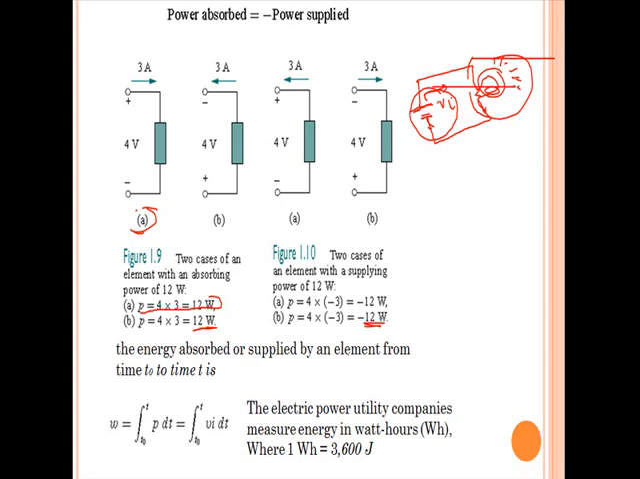The energy absorbed or supplied by an element from time t0 to time t is the integral of t0 to t of p dt. تكامل الباور يعطينا الانرجي. غالبا electric power utility محطات انتاج الطاقة الكهربائية تحسب الانرجي in watts hour او كيلو وات hour. 1 watt hour يساوي 3600 joule.